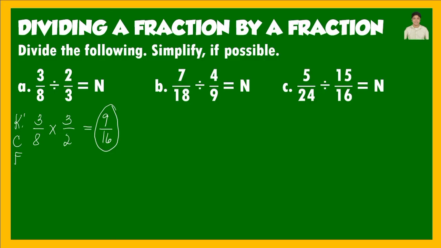Next, 7/18 divided by 4/9 is equal to n. Okay, so K, keep the dividend. C, change the division sign to multiplication sign. So, magiging multiplication. And then, flip the divisor. So, by getting the reciprocal of the divisor. So, the reciprocal of 4/9 is 9/4. So, ayan, equals n. So, pwede na tayo ngayon mag-cancel out. So, sulat lang natin ulit.